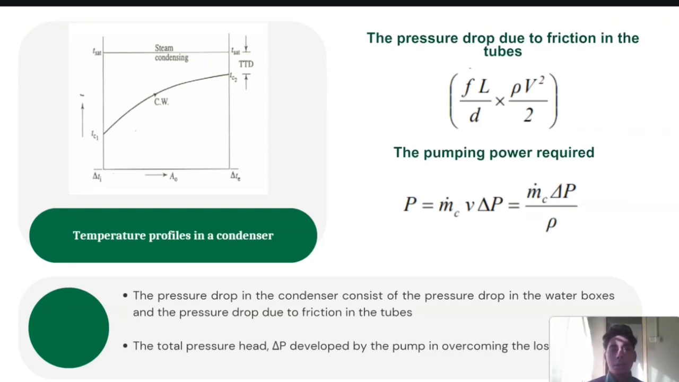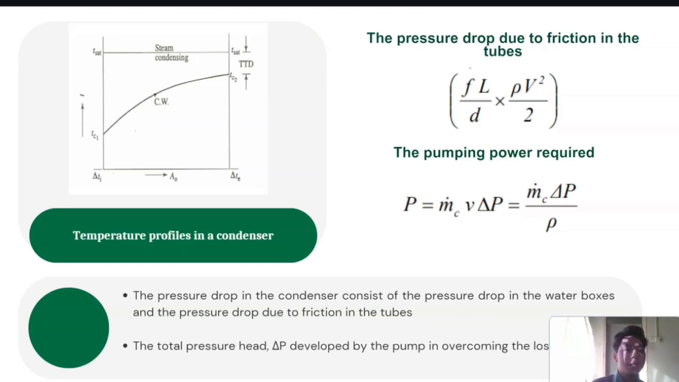So we look at the first formula, which is the pressure drop due to friction in the tubes. Okay, this is the Darcy-Weisbach formula from my research. F represents the friction factor. Next, L is the length of the tube. D is the diameter of the tube, measured in meters.